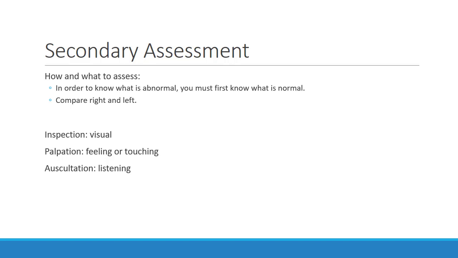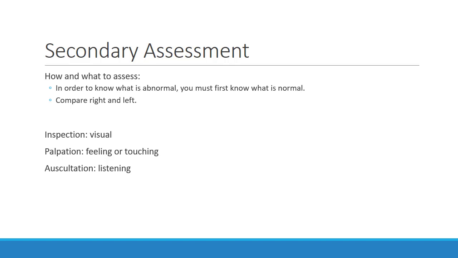Our secondary assessment is going to be carried out with several different kinds of assessments. We're going to inspect, which is done visually. So we're going to look at what the body looks like. We're going to look for, for example, external bleeding, lacerations, fractures, deformities, those sorts of things. We're also going to use palpation, which is feeling or touching. And so we will learn to use our hands to inspect the body as well and palpate the body.